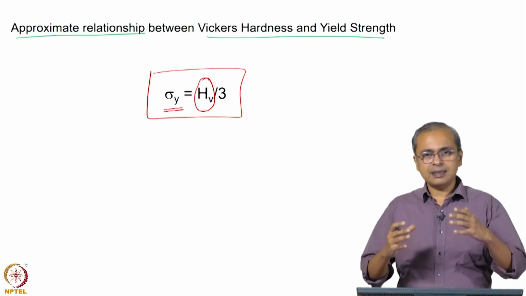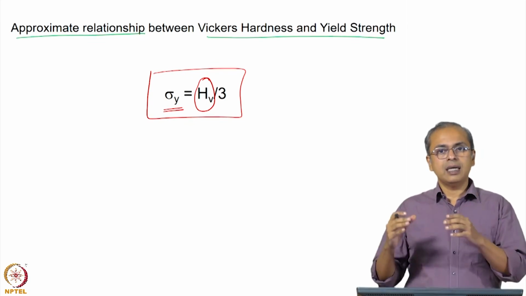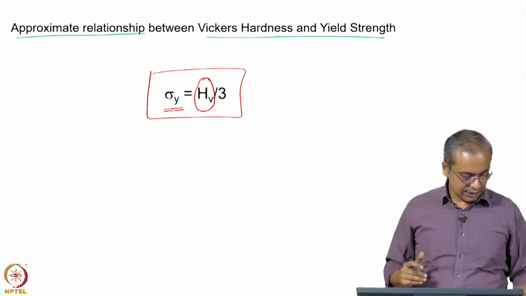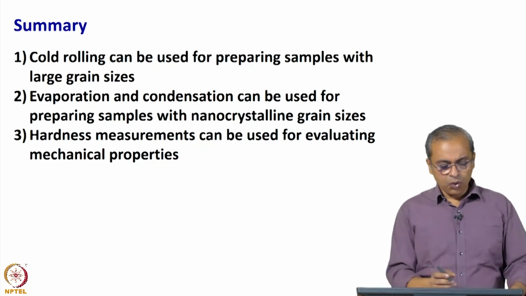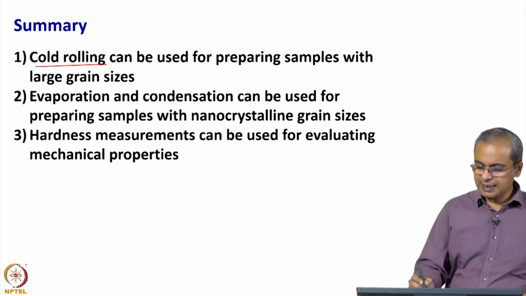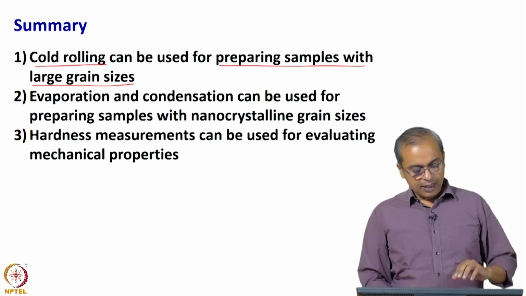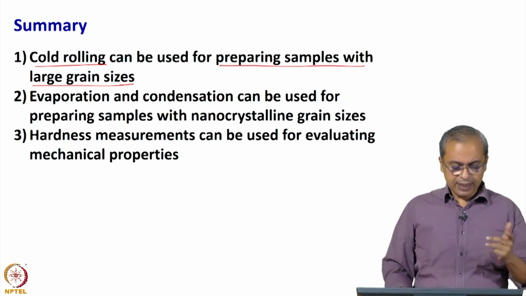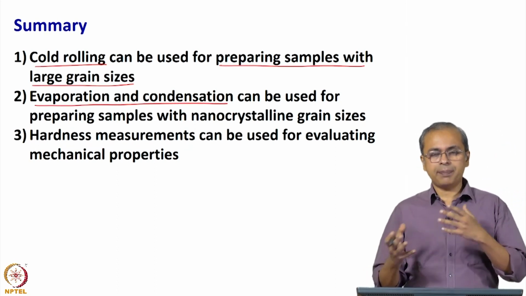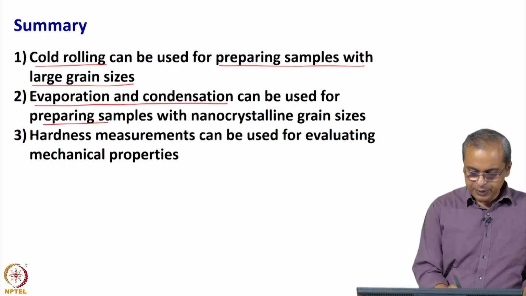So, we have seen in this class how to make macrocrystalline materials, how to make nanocrystalline materials, and how to get the mechanical property of it using hardness. In summary, cold rolling can be used for preparing samples with large grain size, macrocrystalline kind of grain size. Different types of evaporation and condensation processes can be used based on your sample, the system that you are working with, for preparing samples with the nanocrystalline grain size.